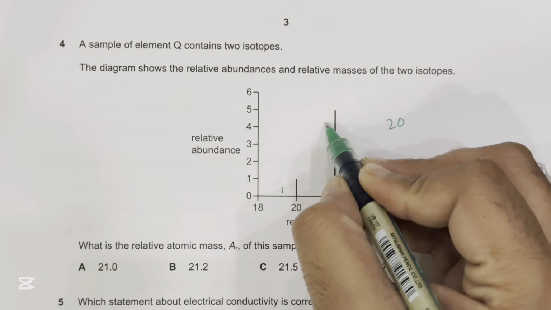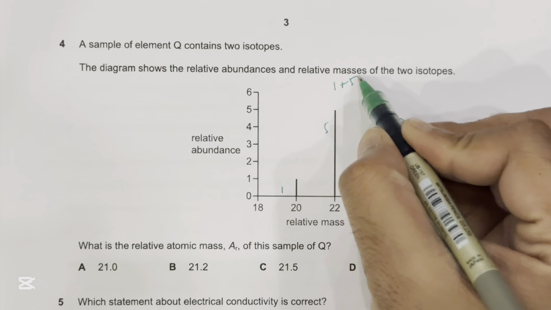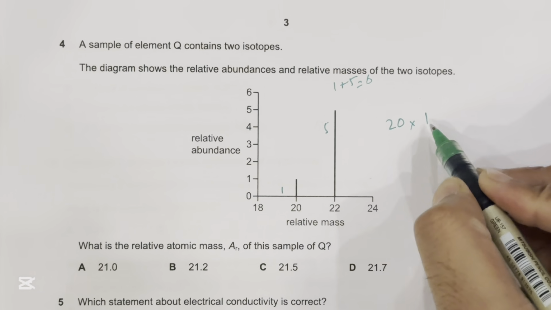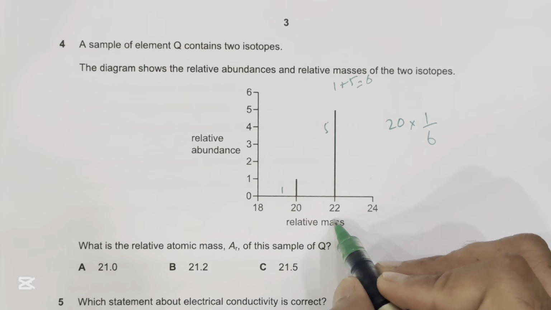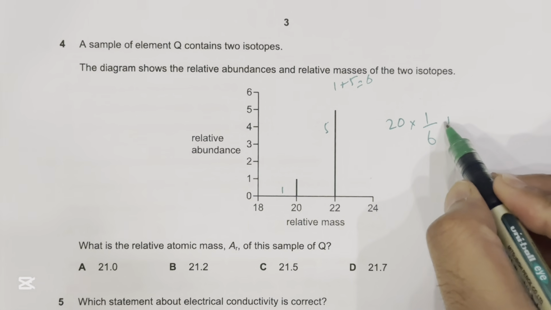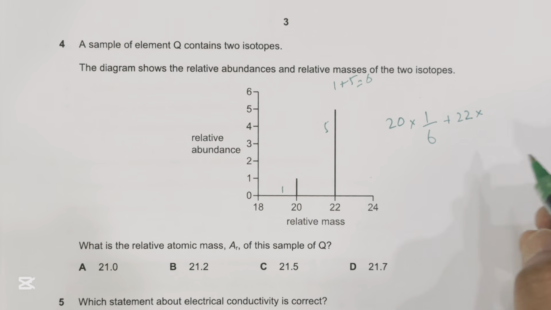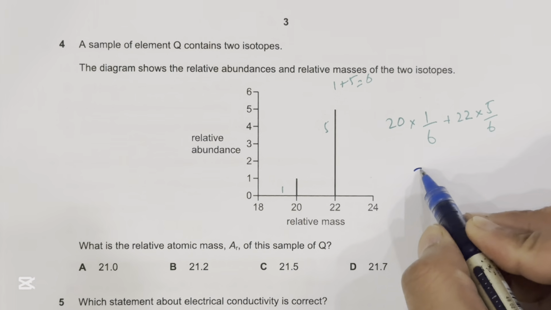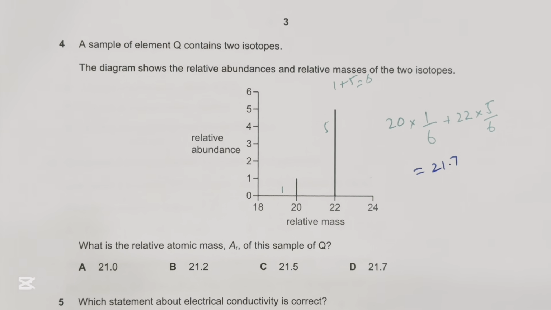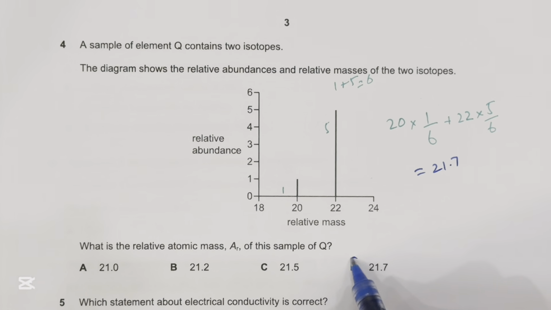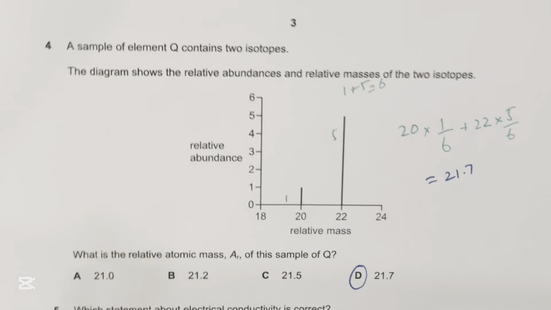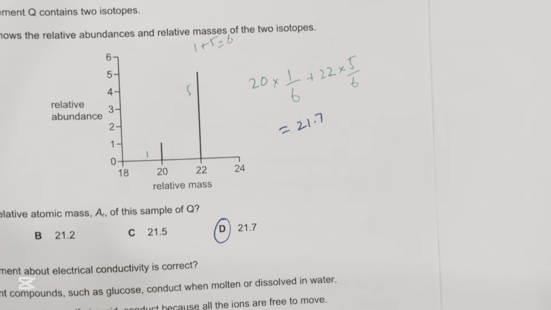So you can write 1 over here, and 1 plus 5 is 6. So you multiply 20 by 1 over 6, and then what is the share of 22 in it? We add 22 multiplied by 5 over 6. After solving it, you get the answer 21.67, which is close to 21.7. So option D is the right one. This is the way in which we calculate relative abundance.